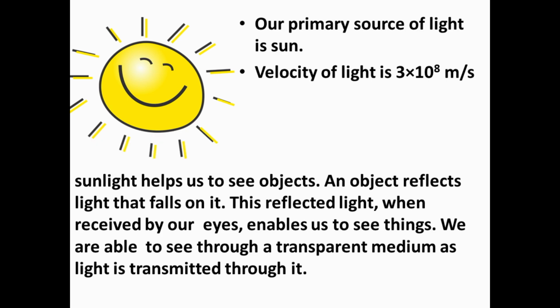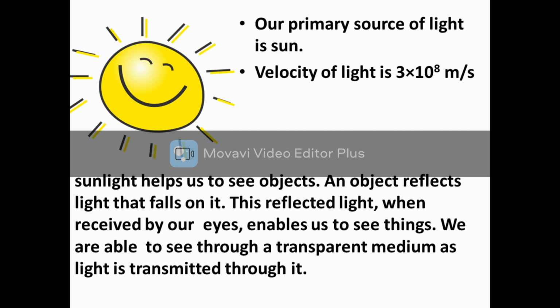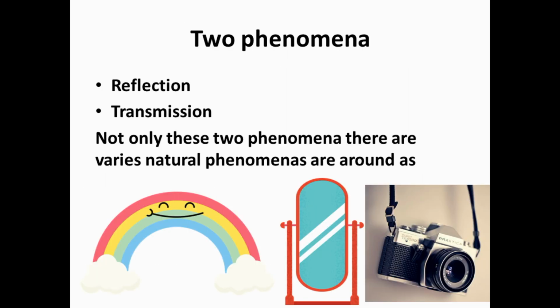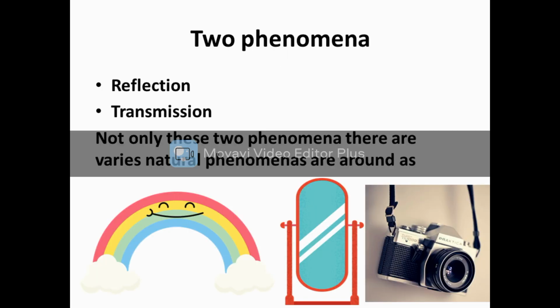We are able to see whether it is a transparent medium or an opaque one. The sun is the primary source of our solar system as well as our earth, and we are able to see things in daylight. The speed of light reaching the earth is 3 × 10^8 meters per second.